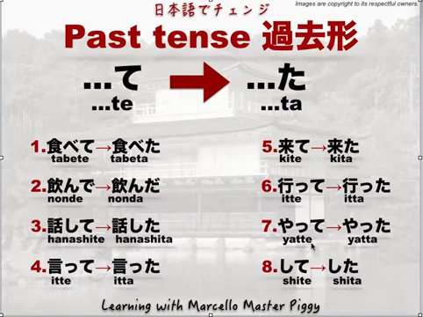And then やる, to do, is やって. やってください, please do this, becomes やった. I did. She did. He did. And the last one is shite, which becomes shita. The same meaning: I did, she did, he did, we did.